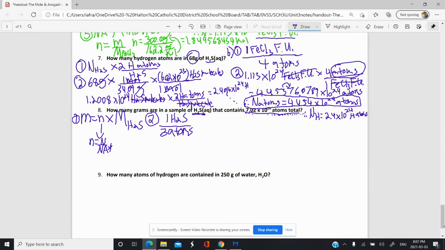And so what I'm going to do is take the number of atoms given to me and multiply that by the conversion factor to get rid of atoms. So basically do times 1 H2S per 3 atoms. I'm just dividing by 3. I gave you the total number of atoms, just 3 atoms total. Divide by 3, and I get the number of molecules that I had. So this crosses atoms out and atoms out.